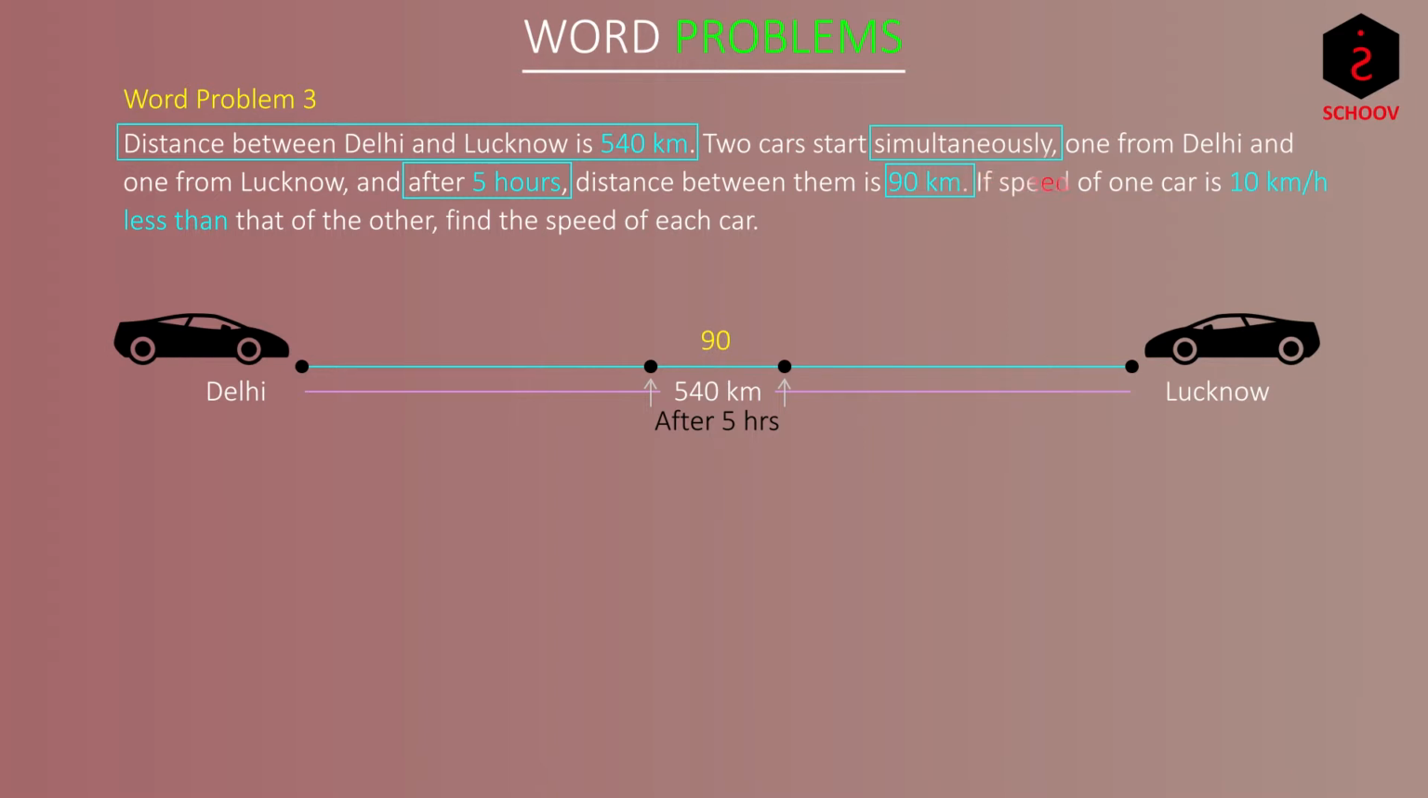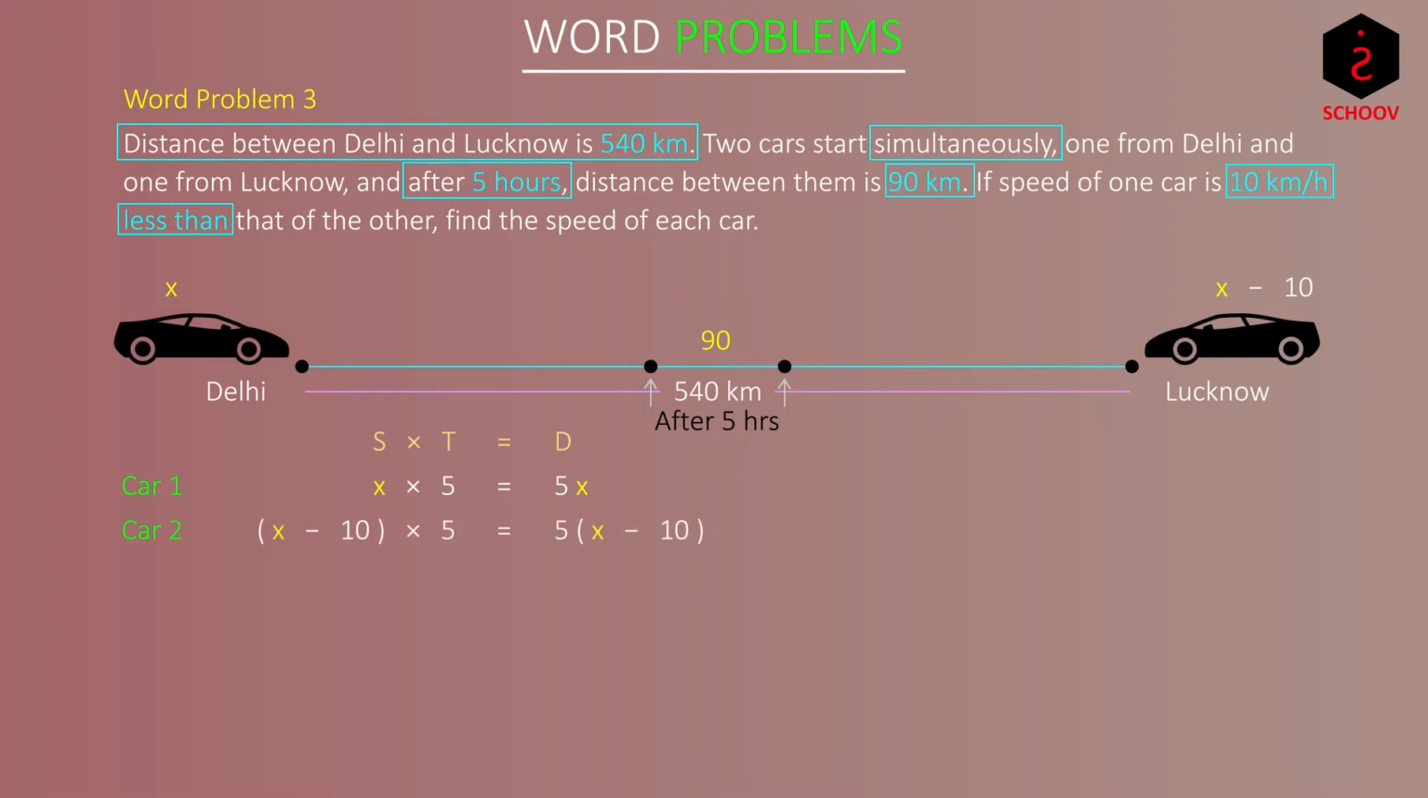Now, if speed of car 1 is 10 kilometers per hour less than that of the other, so let's say that speed of car 1 is x and that of car 2 is x minus 10. Now we know that speed into time is distance. For car 1, distance covered is x into 5, 5x. And for car 2, it is x minus 10 into 5.